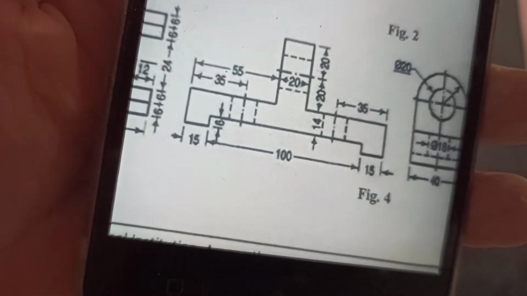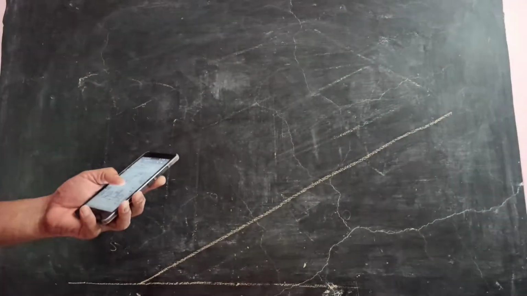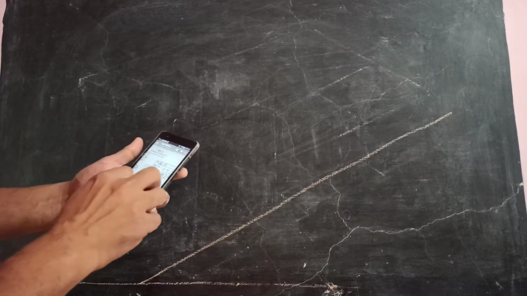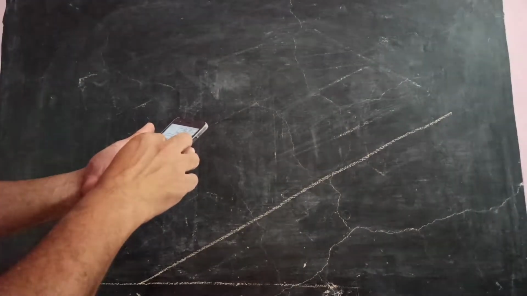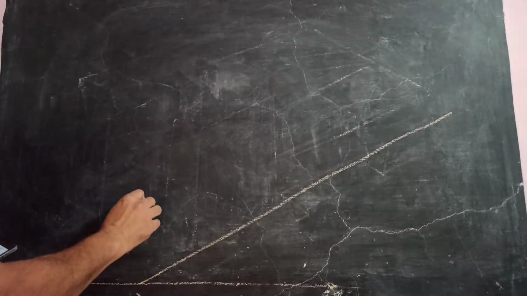So we'll see this problem, figure number 4. We have solved this problem in orthographic also. See, the length of this problem is 130. So it is 130, that is 15 plus 15 plus 100. Then the height of this base is given as 6 plus 14, that is 20. So this is 20.